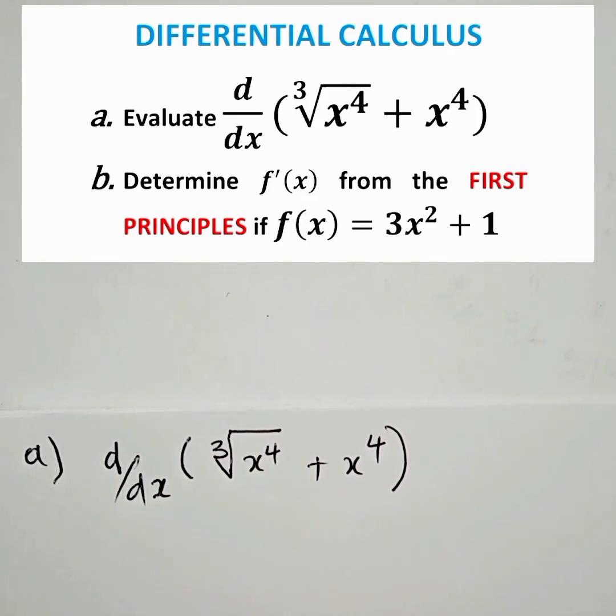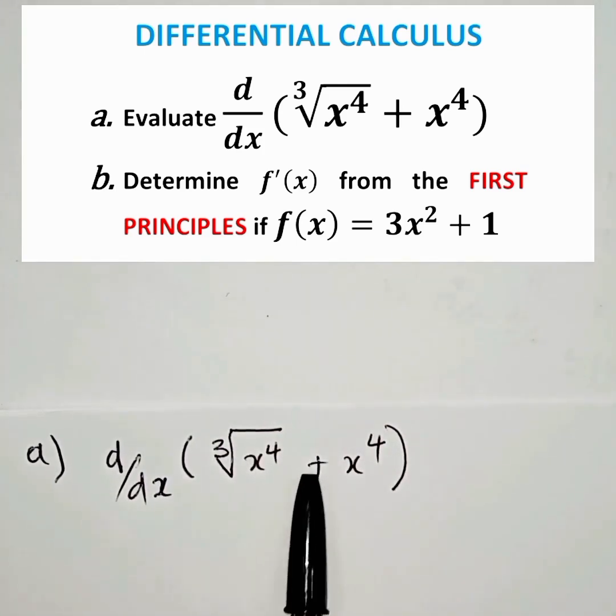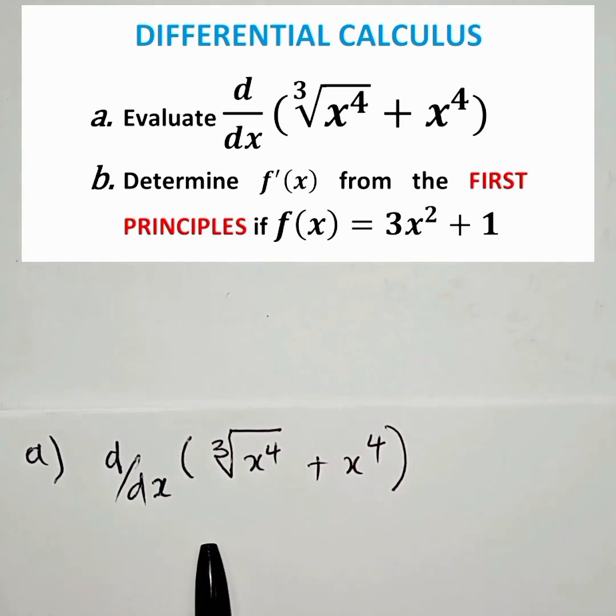In this math tutorial, we are differentiating this expression with respect to x. And then part B, we are going to use the method of differentiation from the first principles to differentiate f(x) is equal to 3x squared plus 1. Now let's begin with this part.